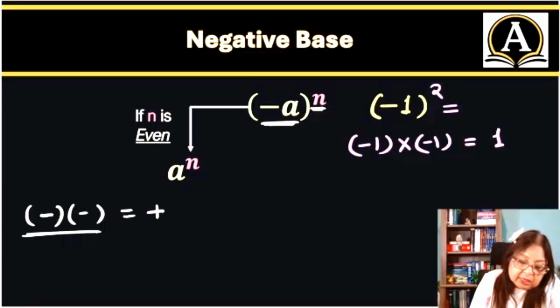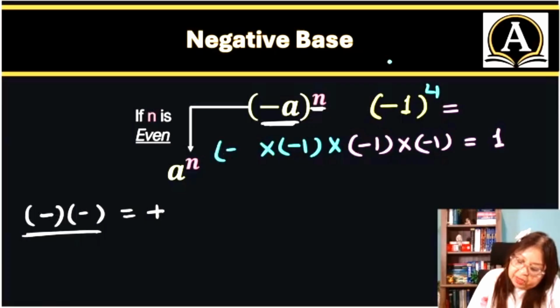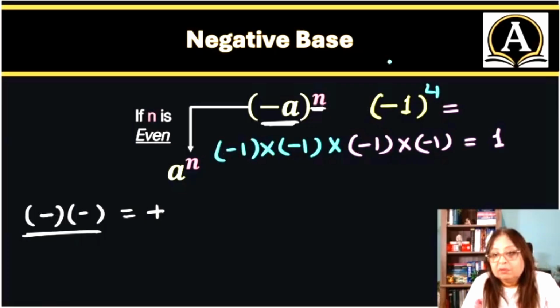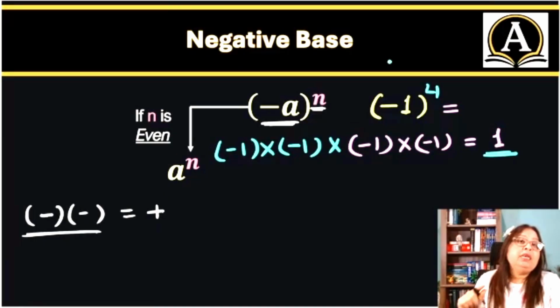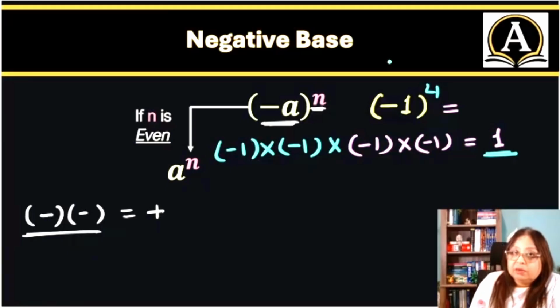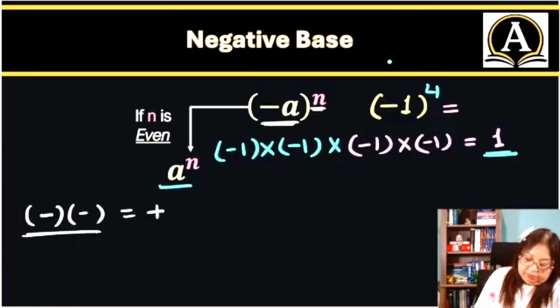What if you had, instead of this 2, you had 4? What will happen? Multiply it with 2 more minus 1s. The answer is still 1. So anytime you raise a negative number to an even exponent, your answer is going to be a positive number.